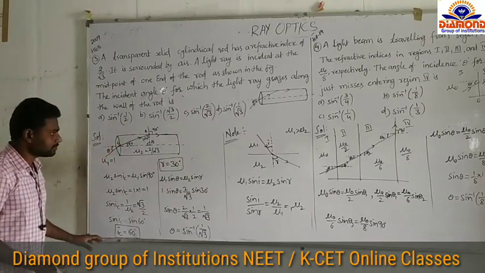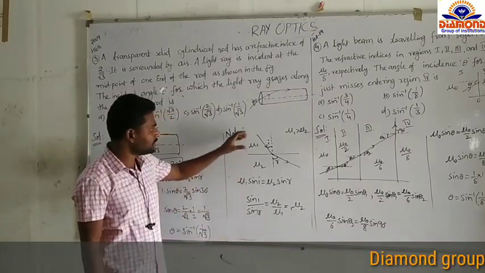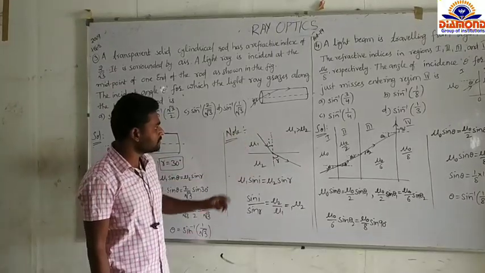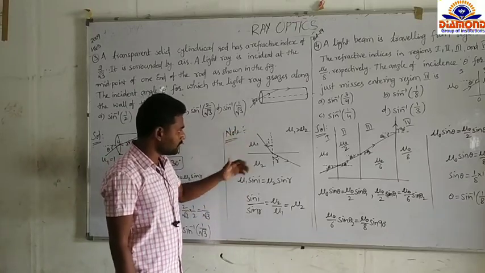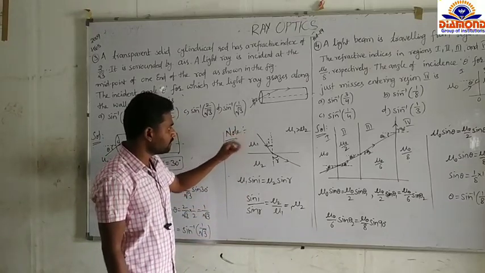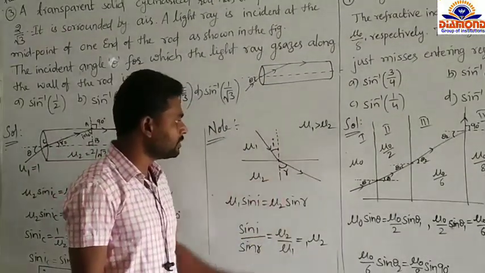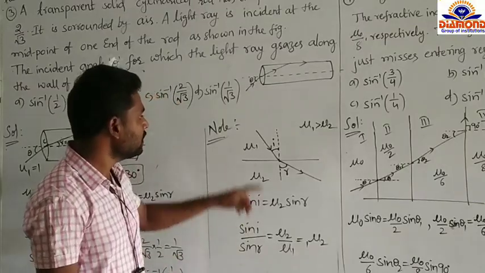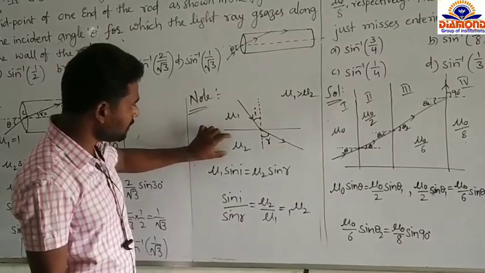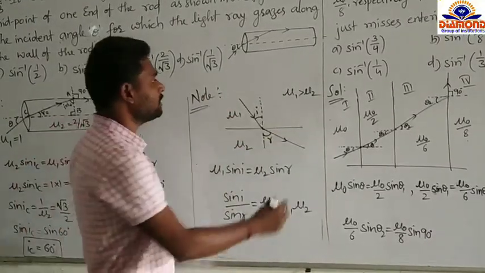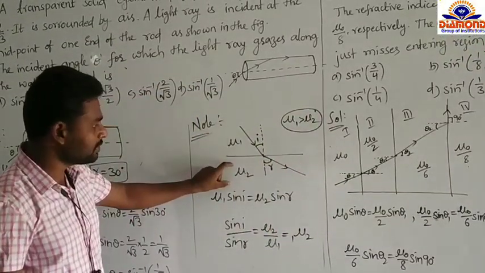So before going to solve this problem, just remember this one. If a ray is entering from one medium to the other medium, here the interface is transparent. Now if the ray is entering from one medium to the other medium, these two media have two different refractive indexes. Depending on the refractive indexes, the ray will deviate from its original path. How it will deviate: if the first medium's refractive index is mu1 and this medium's refractive index is mu2. Suppose we assume that mu1 is greater than mu2. That means this medium is a denser medium and this medium is a rarer medium.